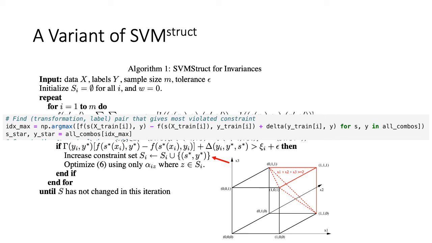So, for example, in the handwritten digit experiment, they had a finite search space of 220 label transformation pairs. Since this is pretty small, you can just enumerate all of them, do all of the computation, and then take the max of that, or at least the index max, and store the most violating constraint that you've seen so far, because you could potentially want to use that as a support vector if the if check passes later.